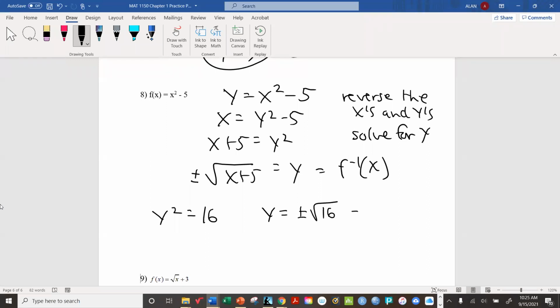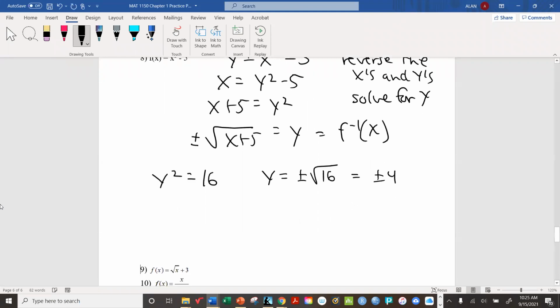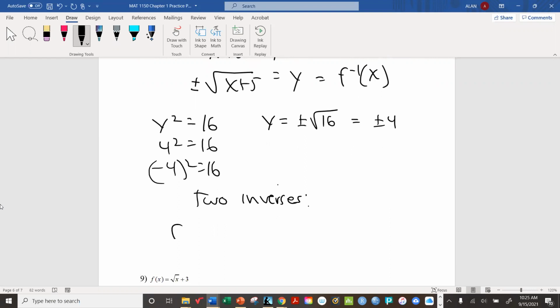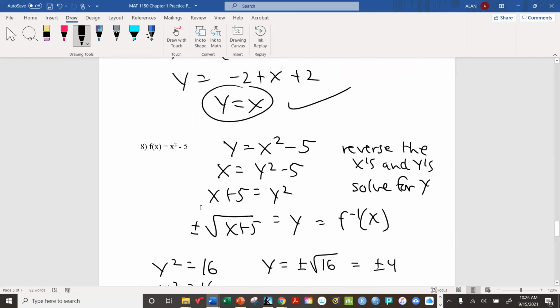The reason why we need two of these is because both of these work. In other words, 4 squared equals 16, but so does minus 4. So that means that in this case, there are actually two inverses, which is very unusual, but it's because there's a square involved. It's radical x plus 5 and negative radical x plus 5. Because if you plug them into the original function, you'll see that you'll get the result that you're looking for.